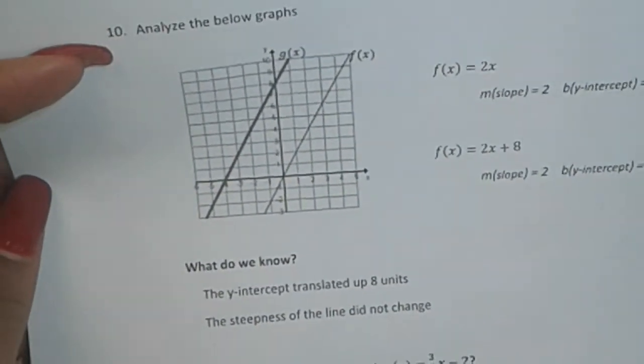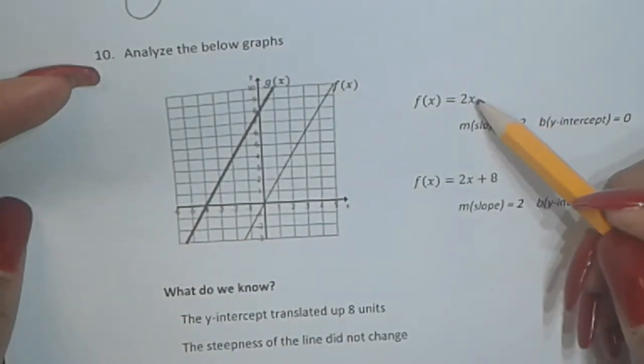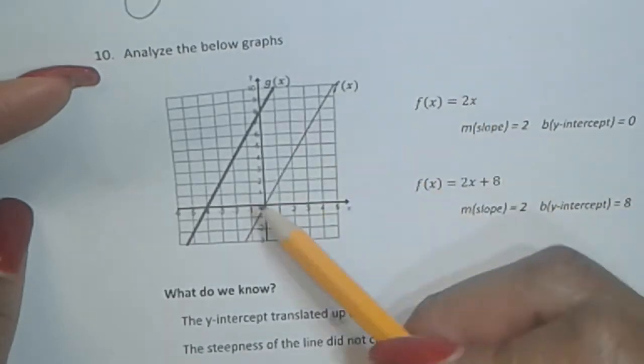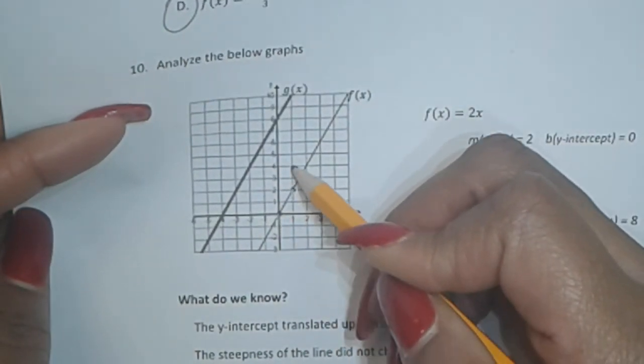Number 10, let's talk about transformations, and guess what? We're done. So I noticed that f of x has a slope of 2. Let's check. Select 2 points, go up 2 over 1, up 2 over 1, up 2.